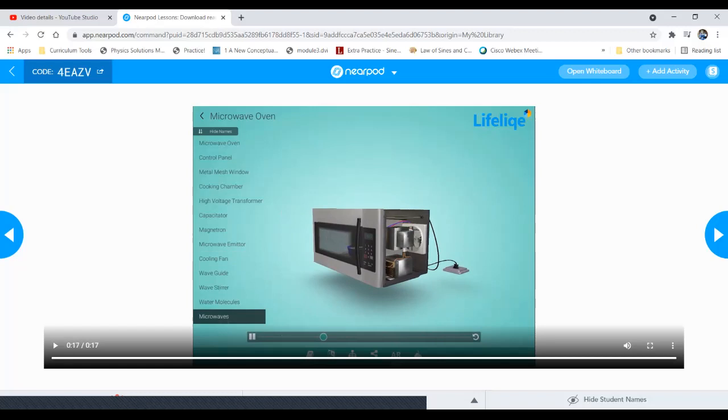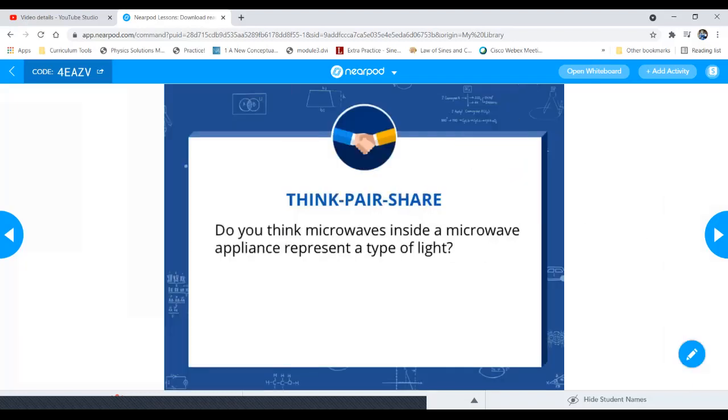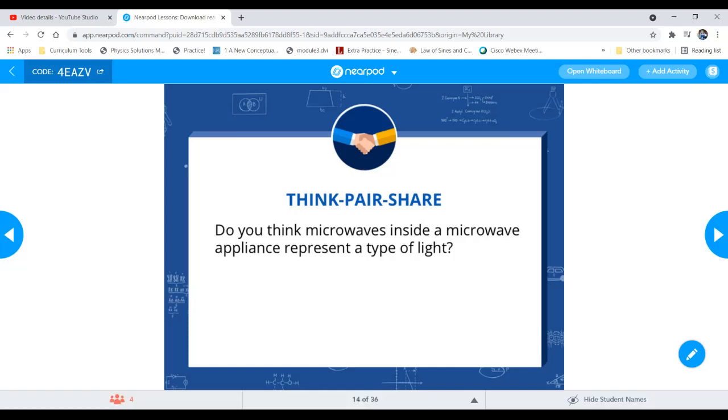Okay, so I have no idea exactly how that microwave works, but I have an idea about microwaves themselves. So I know it says think, pair, share, and this is what I use when I have gigantic classes. So are the microwaves inside of a microwave oven? Do they represent a kind of light? I just want you to think about it. You don't have to say it out loud. I just want you to think.